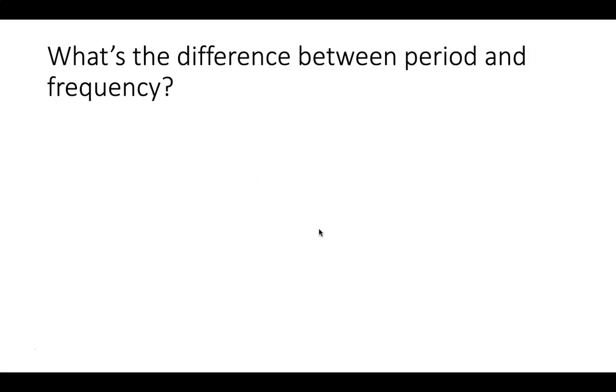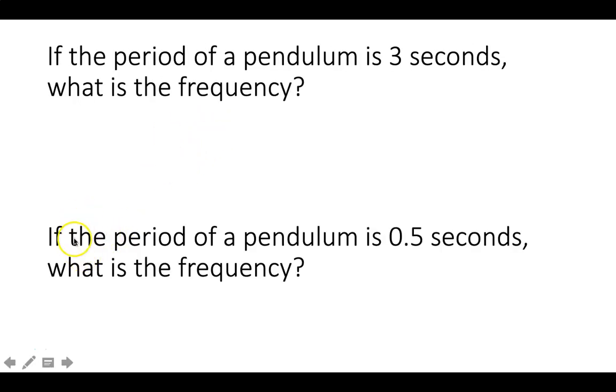So what's the difference between period and frequency? We spoke about this on 7.1. Remember, period is the time it takes to complete one oscillation, so the time it takes to go back and forth, and that would be in seconds. And then frequency is how many oscillations occur in 1 second. Let's just write what the units are for these things.